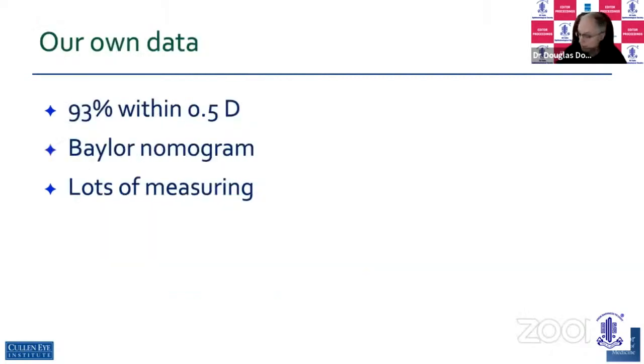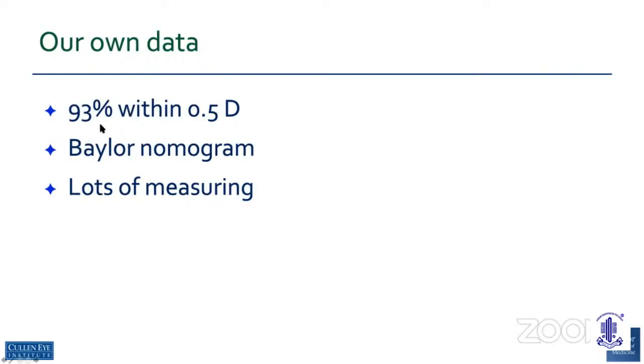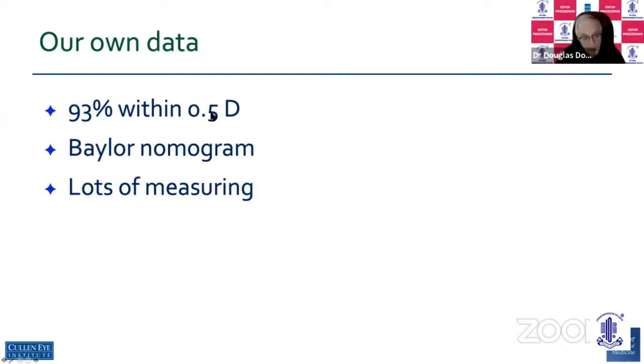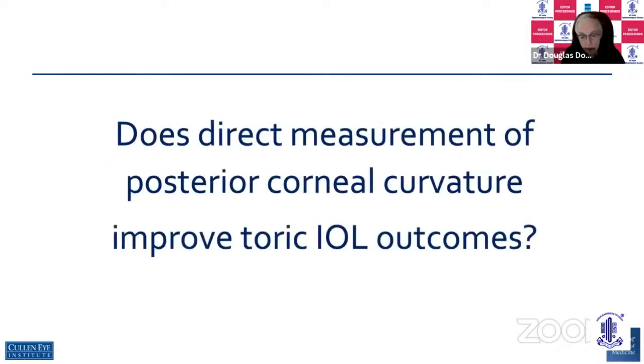So my own data, using the Baylor nomogram and the Abulafia-Koch, hand-picking the power for the particular measurement, we got 93% within a half diopter. But that is a time-intensive activity. So does direct measurement of posterior corneal curvature improve our outcomes?